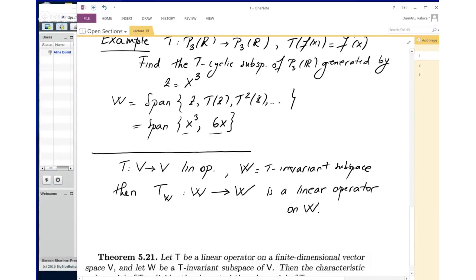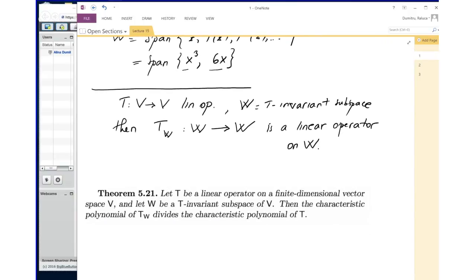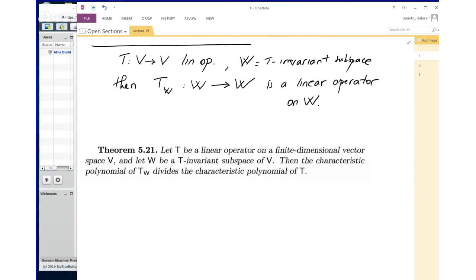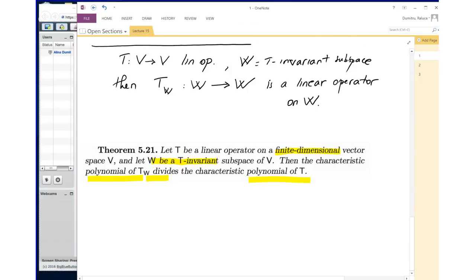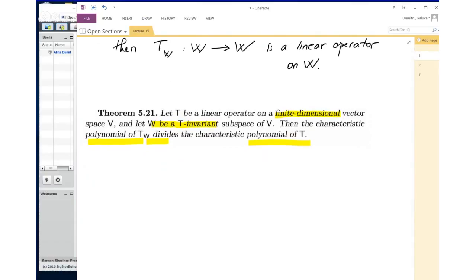Okay. Now that I have this idea of the restriction, here's what we can show about it. So T is a linear operator now on a finite dimensional vector space, V, and W is T invariant. Then the characteristic polynomial of T_W divides the characteristic polynomial of T. Okay, so let's see what this is. So this is more of a technical result that we're going to need later on.